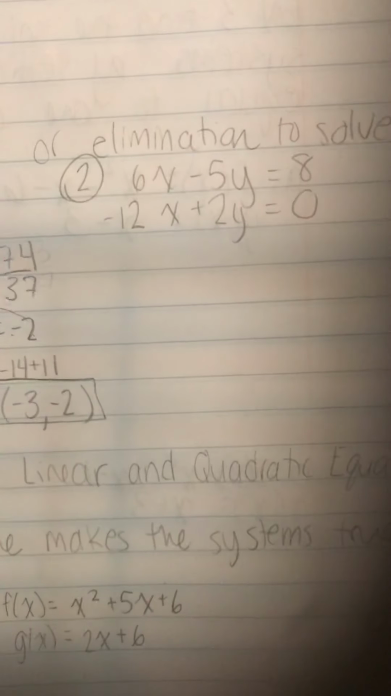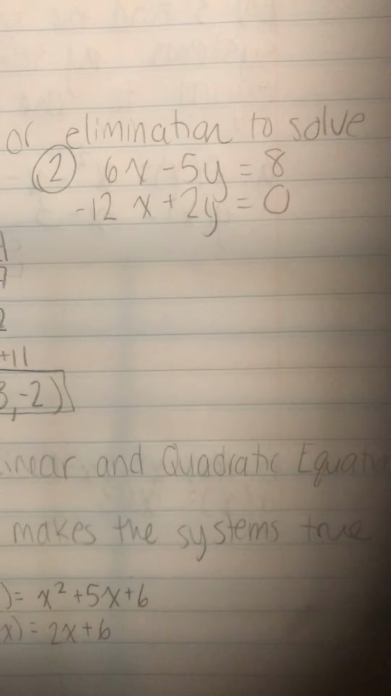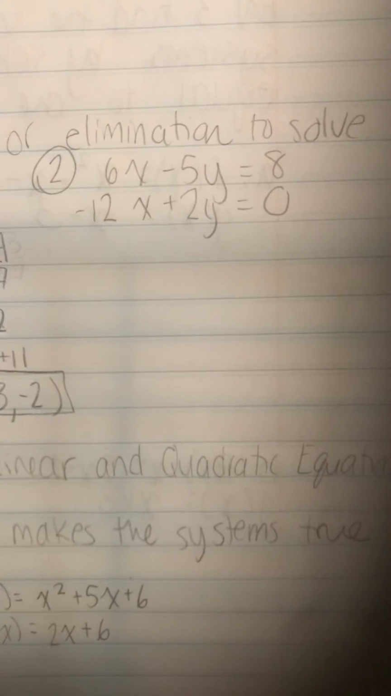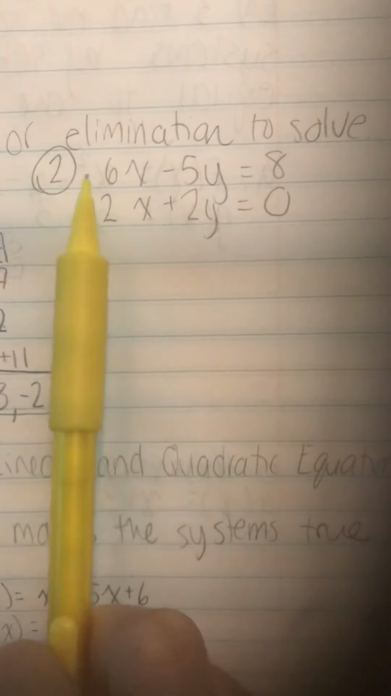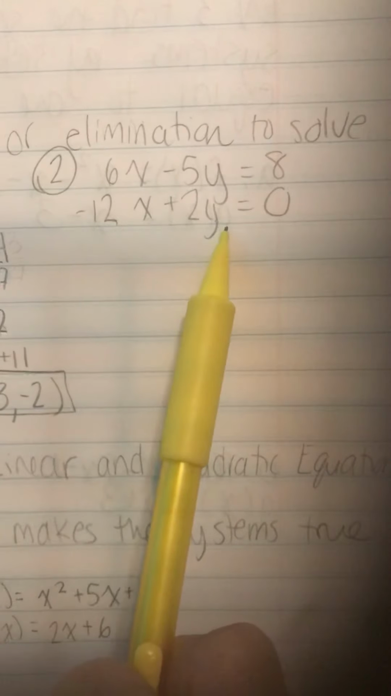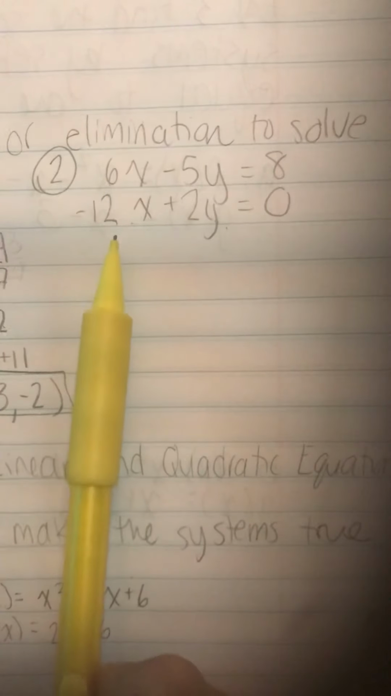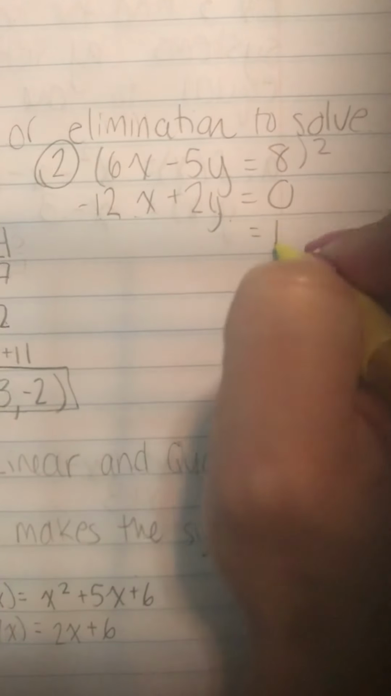The second one, 6x minus 5y equals 8, and negative 12x plus 2y equals 0. Now this one, it would be a little bit trickier to do substitution, but you still could do it as always. But I'm going to choose to do elimination just so you guys can see both options. Elimination means I need to pick one variable and make it have the same number but opposite signs. So hopefully you see that x is going to be a little bit easier because we can make this 6 easily become a positive 12, which is the opposite of 12.